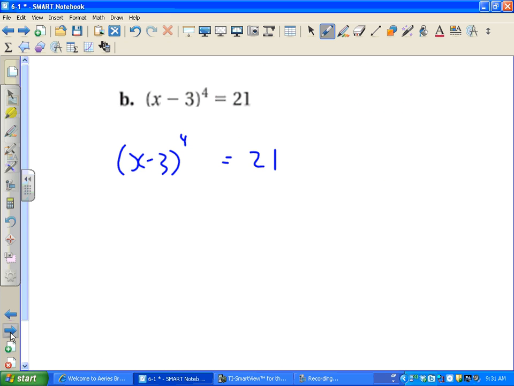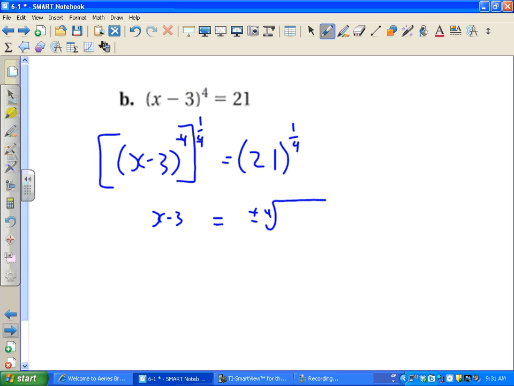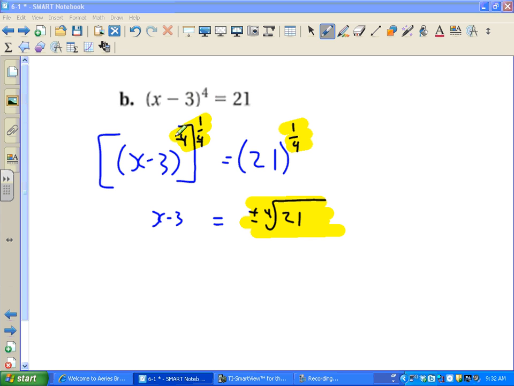Here's what I want you to make sure that you're okay with: me raising both sides of that equation to the 1/4 exponent. If I raise both sides to the 1/4 exponent, that is doing the exact same thing as fourth rooting. Notice that on the left-hand side, these 4's will cancel, and I'll have x minus 3. And on the right-hand side, it says 21 to the 1/4, which you should now know is the exact same thing as saying plus or minus the fourth root of 21. Notice that we get to the exact same thing. I just want to make sure that you can see that equivalency of fractional exponents matching with radicals. Okay? Make sure you're okay with that connection. Notice that it's the same.